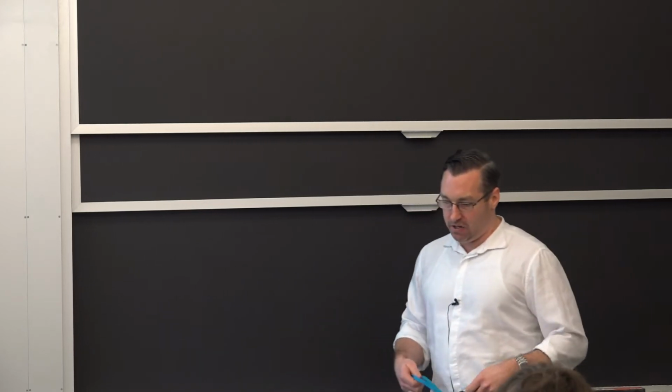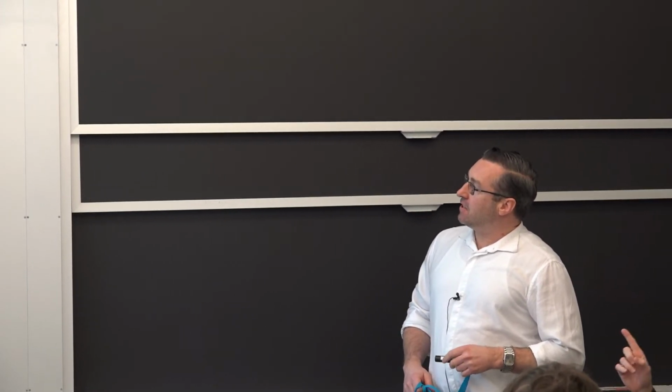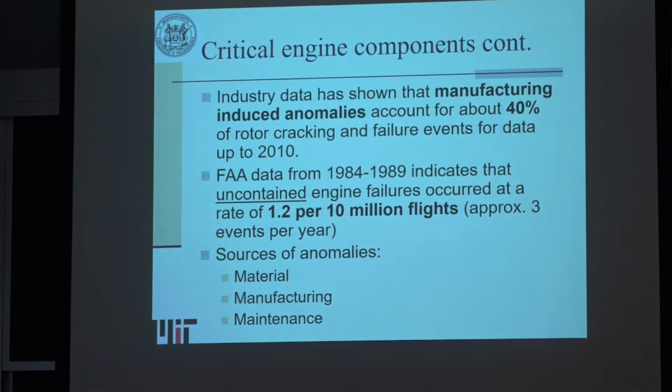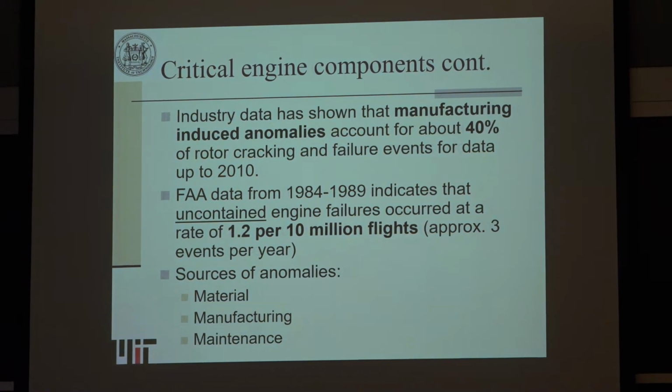So an uncontained engine rate, I don't know if it's gone up or down since then, but there was about 3 events per year from data from 1984 to 1989. Material issues, which has become less of a problem since they've gone to triple melt practices and vacuum arc remelting. Manufacturing issues, maintenance issues. Most of the plants have improved since the 80s on those issues.